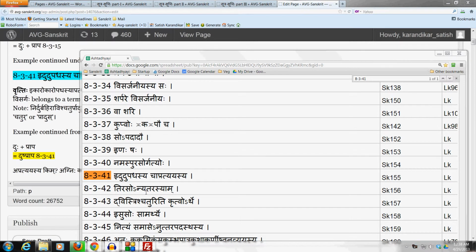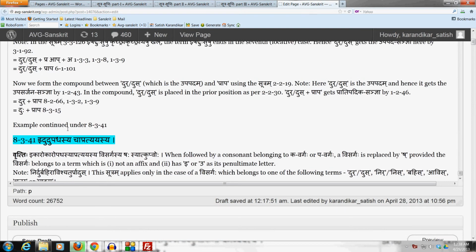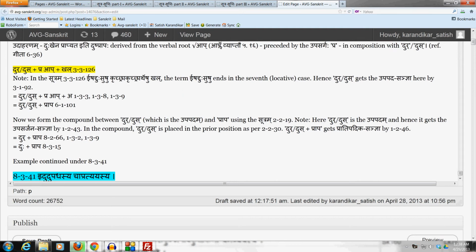Okay, we are now at the stage where we have duh plus parapa. After bringing the affix kal by 3.3.126 and going through the steps, we came to duh plus parapa. Now let's take a look at the sutram 8.3.41.